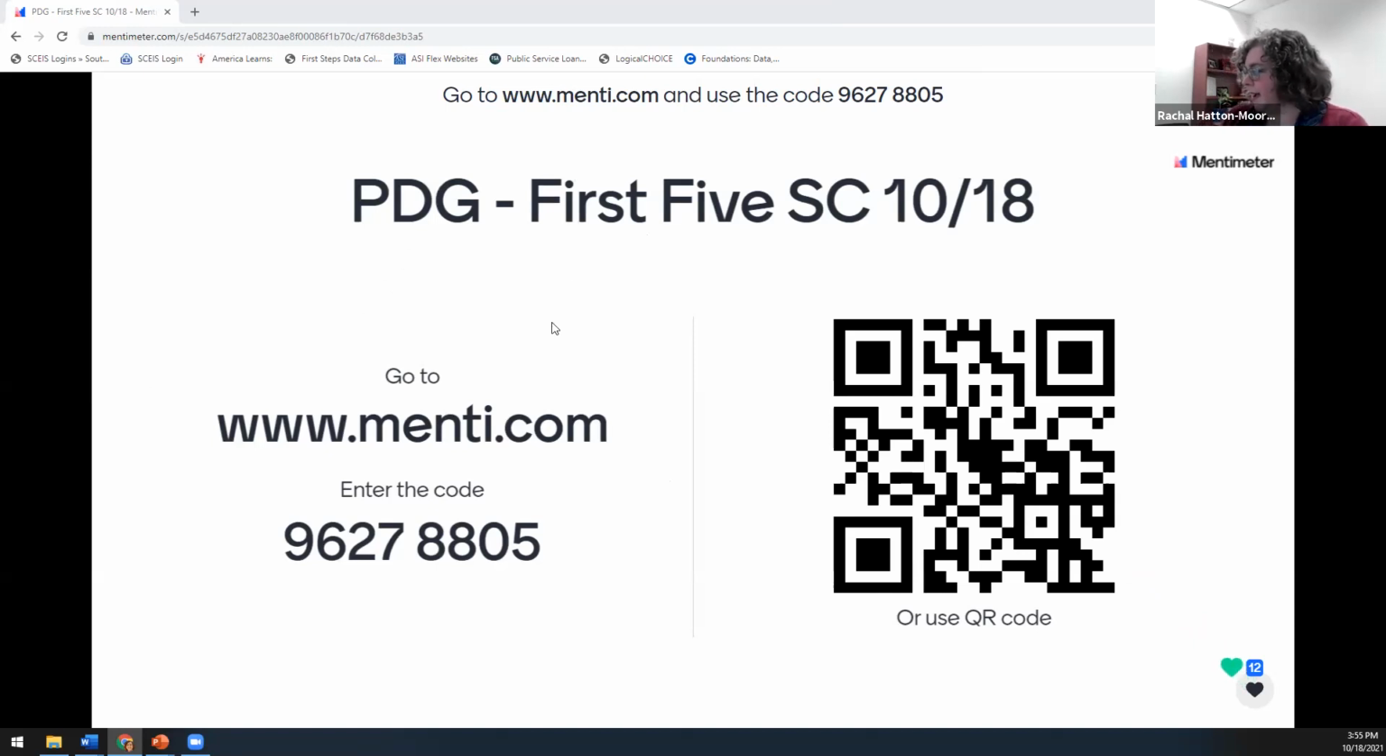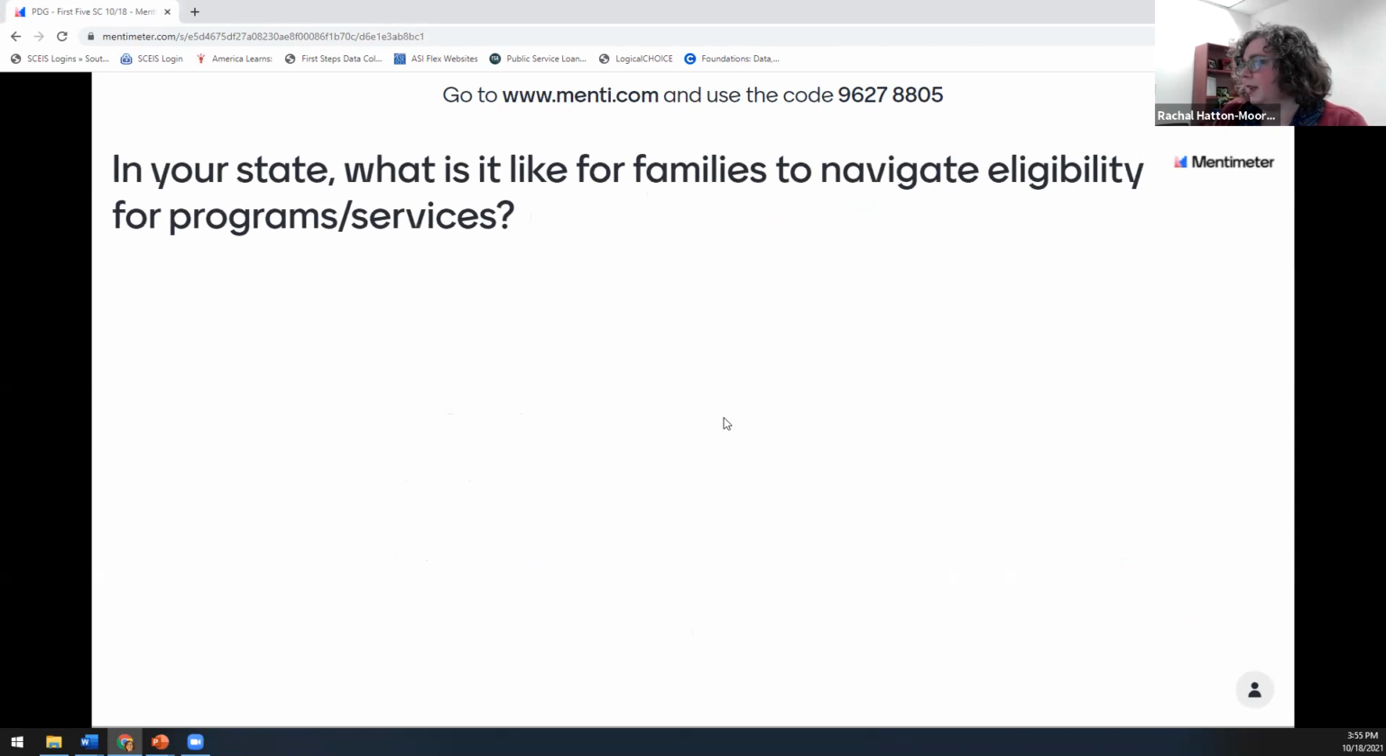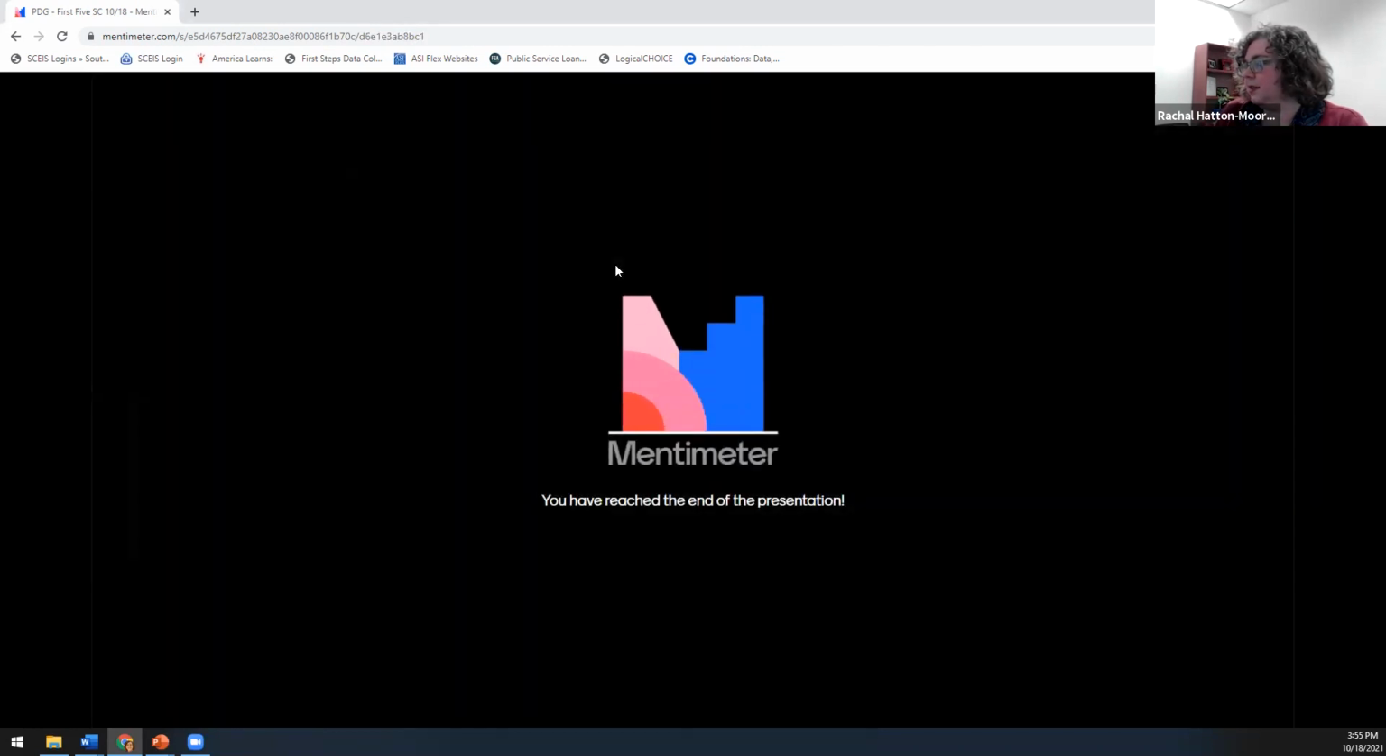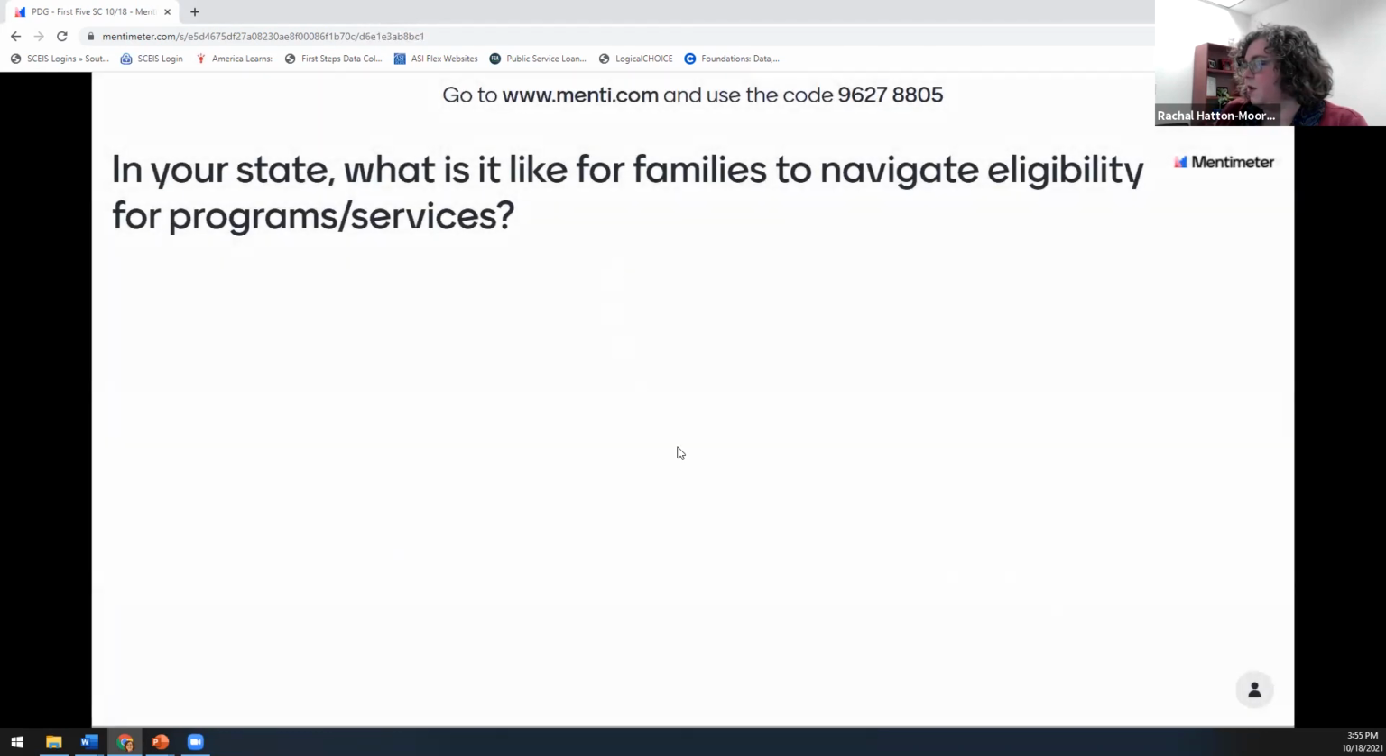Right, it looks like we have a stable number of responses now. So I'm going to go ahead and flip back over to the map. And it should show us our word map.